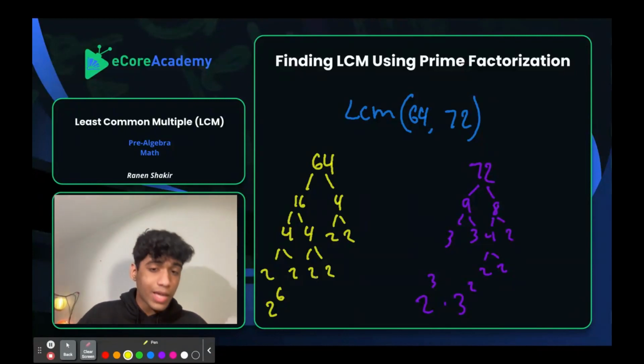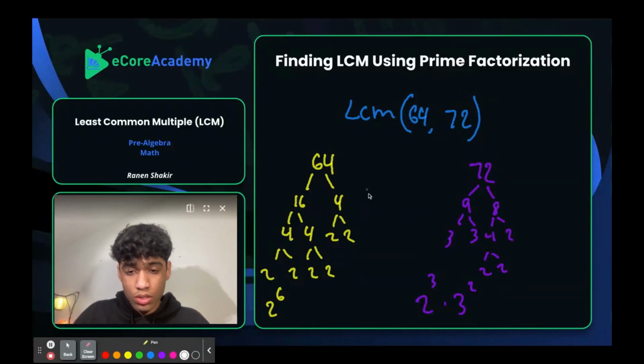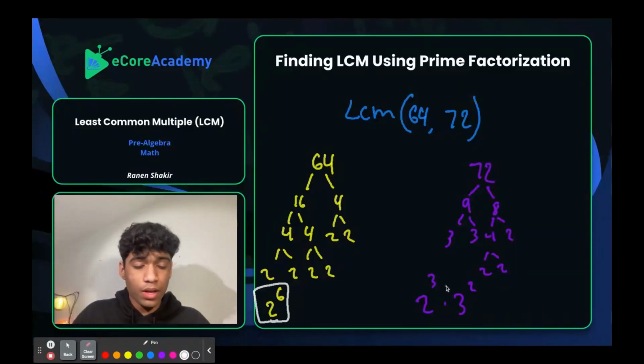So now, like we said, we take the highest power, and in this case, our highest power is going to be 2 to the 6th. We can see that 72 only has a 3 squared. That doesn't have the same base, so we don't use it for the highest power of the same base, which is 2 to the 6th. And then we take the 3 squared because it is by itself. We take any number left over.